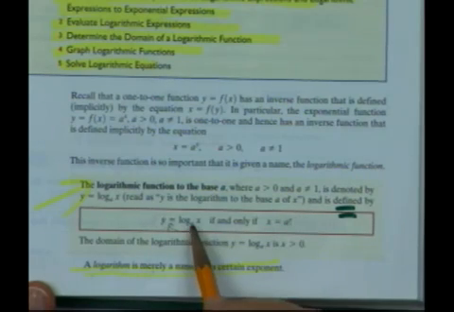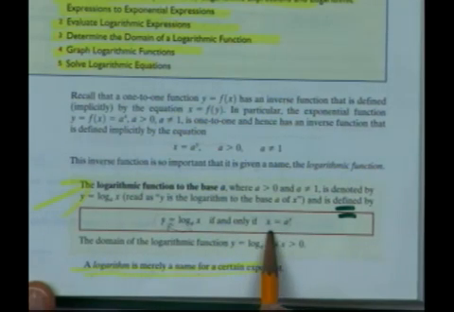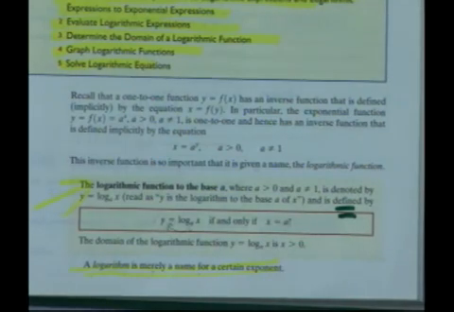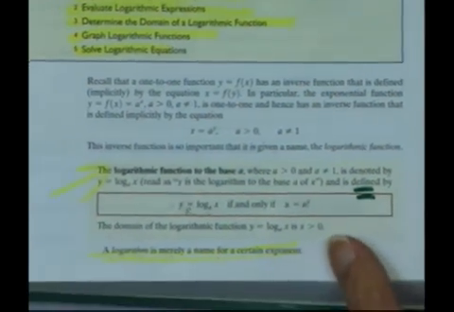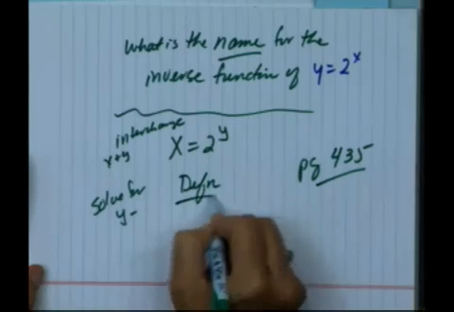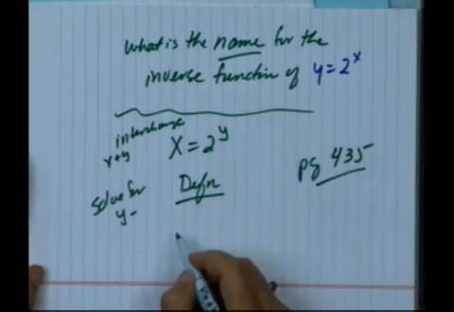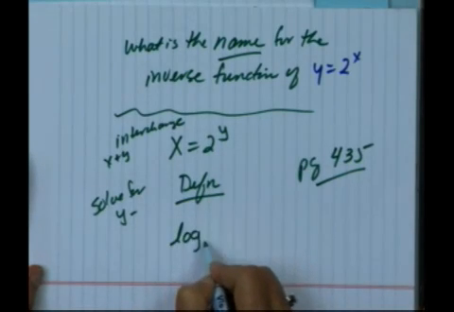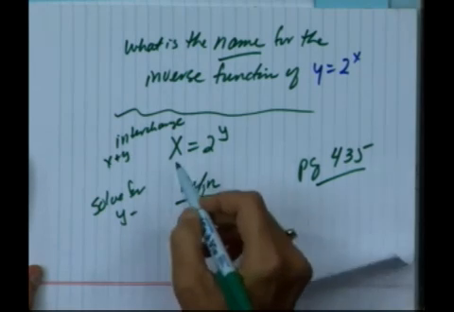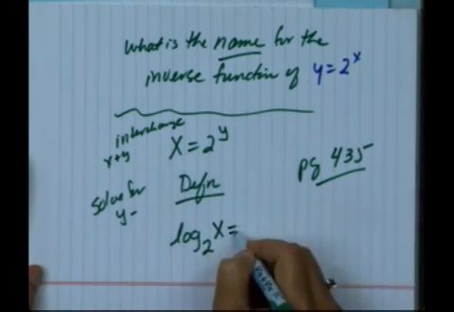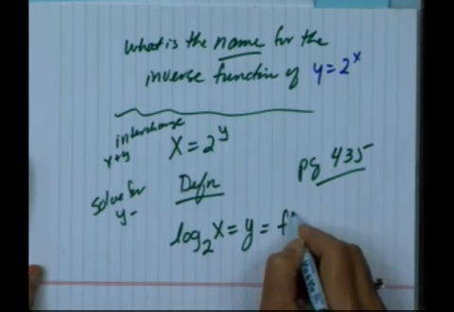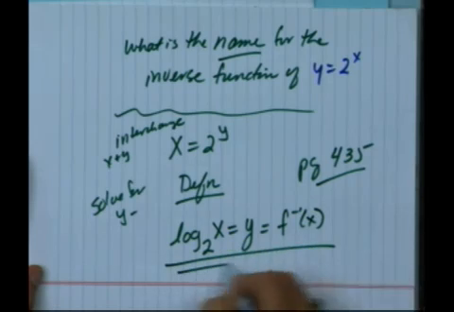Y is an exponent, so the base to that exponent is x. Okay, because I have this definition, I can now give my inverse function to y equals 2 to the x a name. So by definition, notice this is a base 2 for my exponential. So I would say log to the base 2 of x equals y. And that is my inverse function.